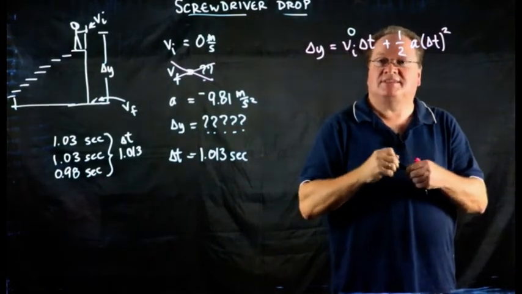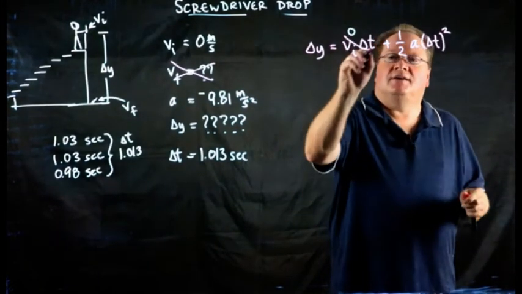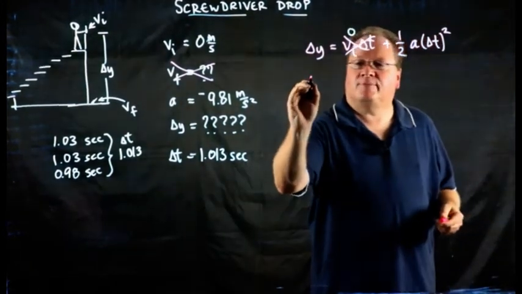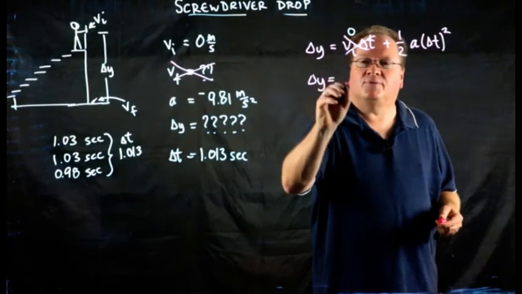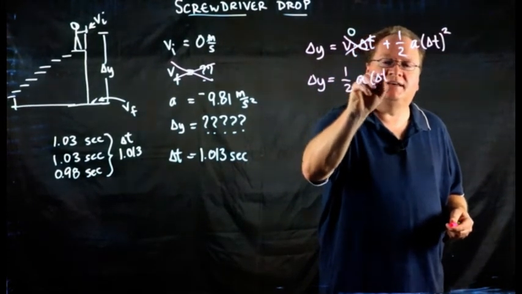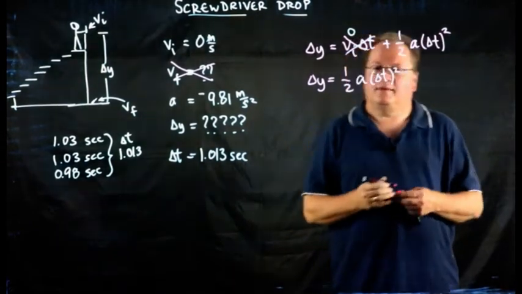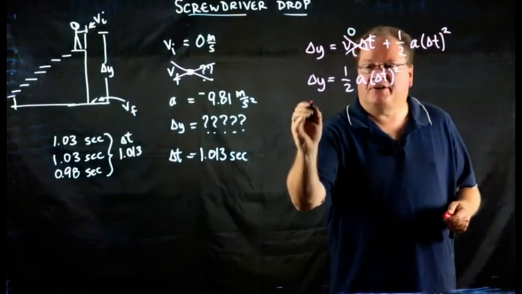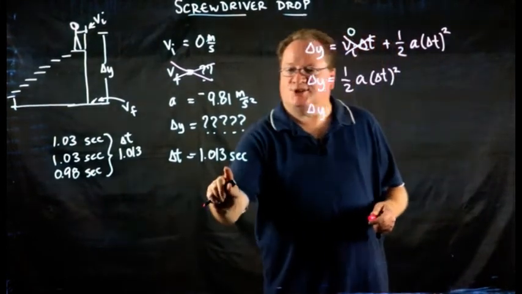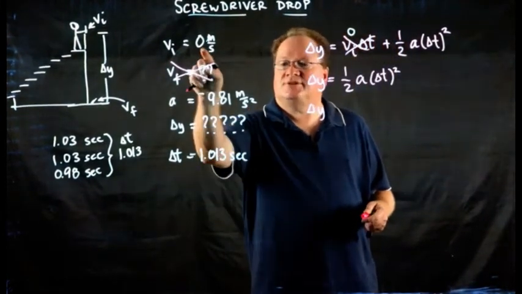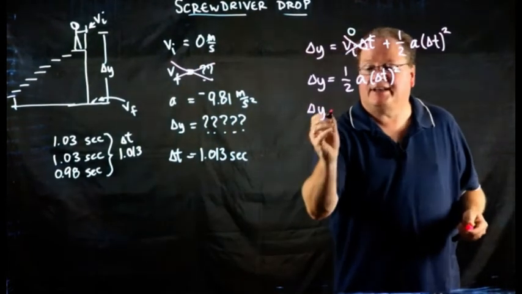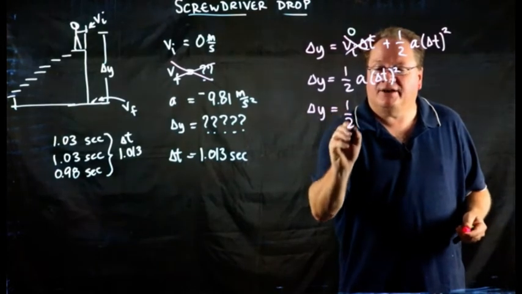This term is essentially just going to go away. It's going to turn into 0. And I end up with delta y equals 1/2 a times delta t squared. Okay? Again, I don't have to do any algebra. And if I check my units, these are in seconds, these are in seconds, both the distances are in meters. I don't need to convert any units. I can go ahead and plug in.